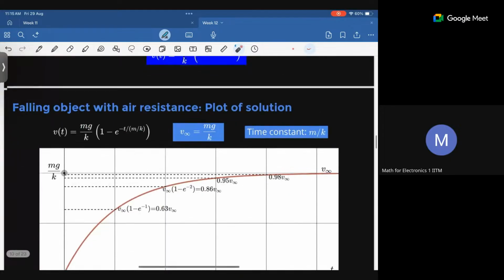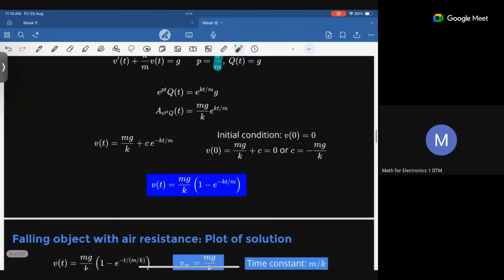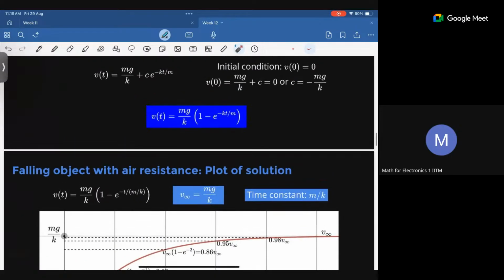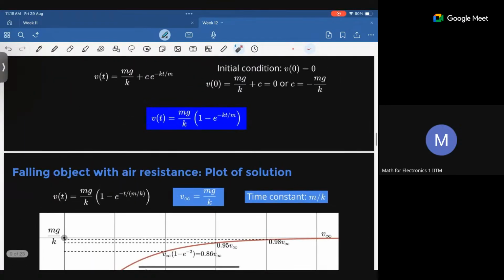Okay, and you can also plot this. Plotting is also really important. Once you get the expression, you should be able to plot it with respect to time. When time t is equal to 0, e power 0 will be 1, 1 minus 1 will be 0. So mg by k into 0 is 0.